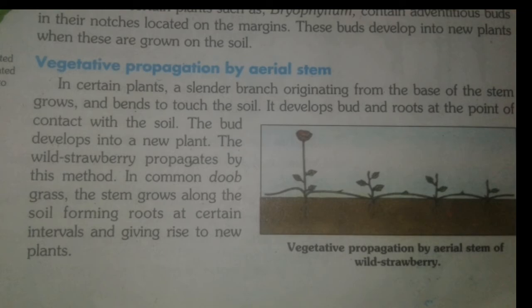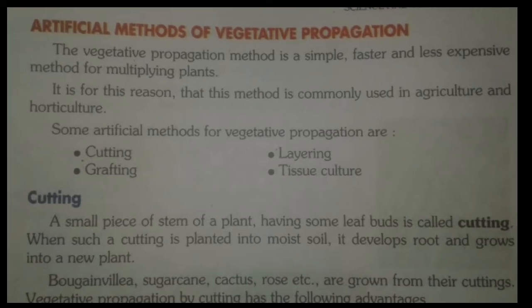The second one is layering. Layering is a method in which a lower branch of the plant is bent into the ground and covered with moist soil. After some time, when roots sprout out from the branch, it behaves like a new plant. These plants are separated from the parental plant and made to grow as a new plant. Jasmine, that is commonly called chameli, and bougainvillea or roses can be propagated by this method.